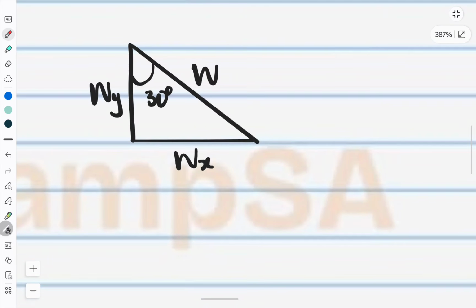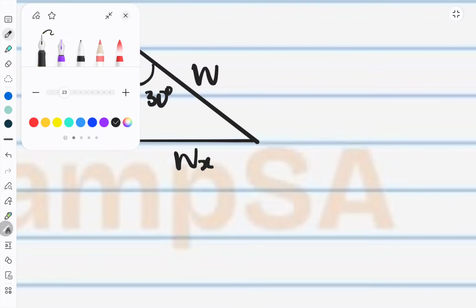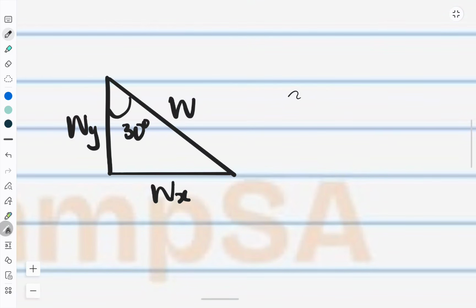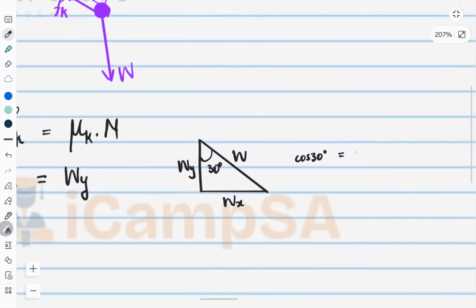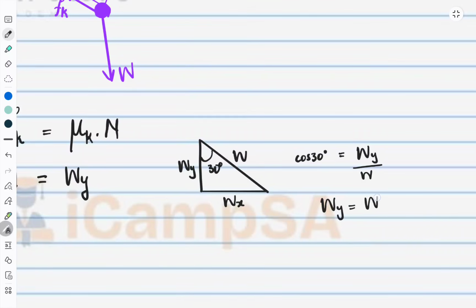And then now what we do as well is, we know that for us to find weight y, we can say cos 30 degrees will be adjacent over the hypotenuse. So our weight y has to be this weight times cos 30 degrees when we cross multiply like this. This one goes there, that one goes there.